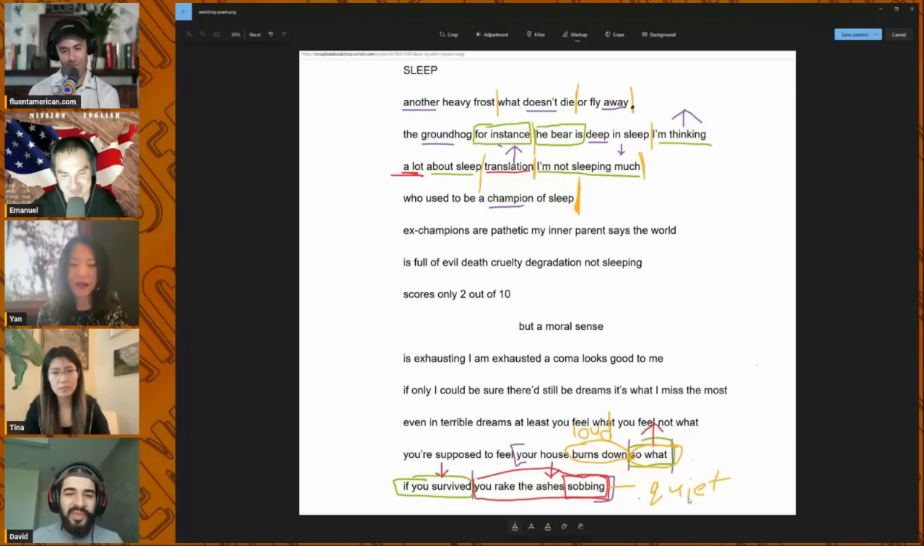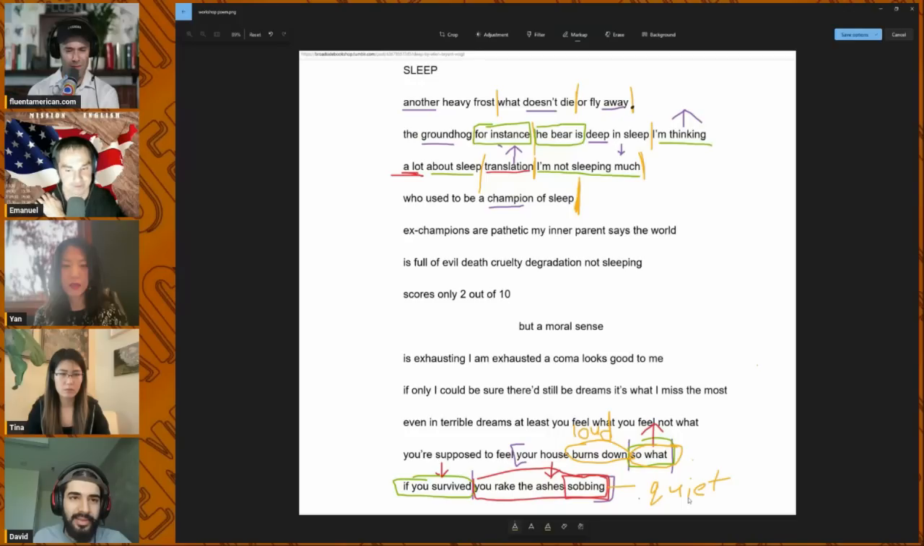Your house burns down. So what? Softer. Whisper. So what? Your house burns down. So what? If you survive, you rake the ashes. Survive. If you survive, you rake the ashes, sobbing.